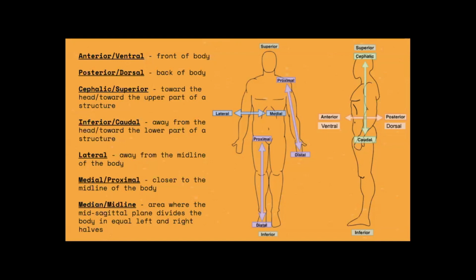Next we have lateral, which means away from the midline of the body. Midline is the middle of the body. So my neck would be in the midline of the body. My face would be in the midline of the body. My mouth would be in the midline of the body. So when we're talking about lateral, we're talking about how far something is away from the middle of our body. Which one would be more lateral to the midline, our eyes or our ears?